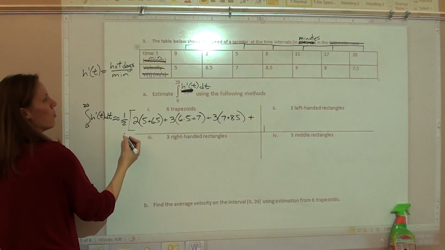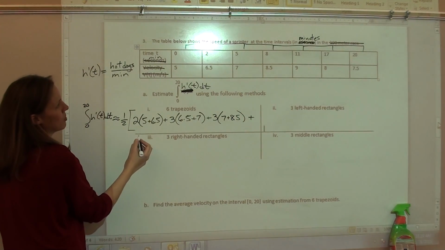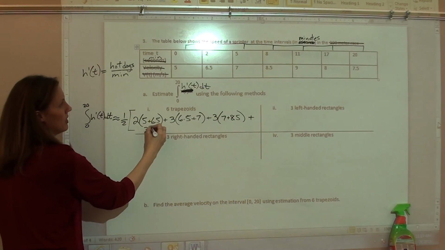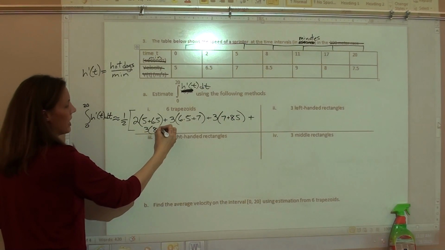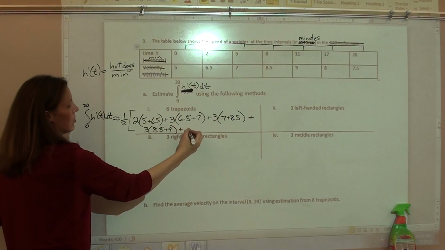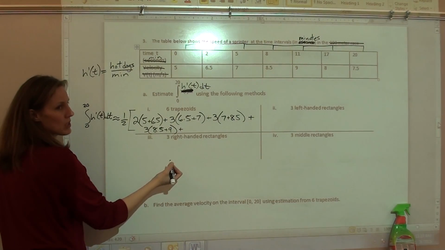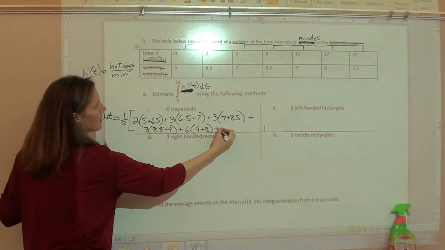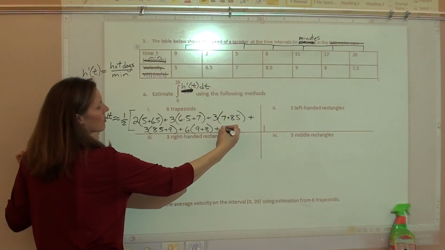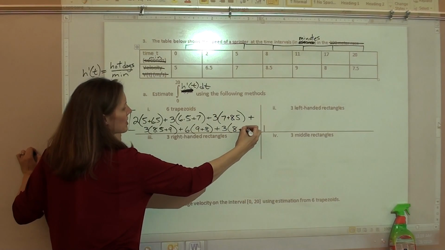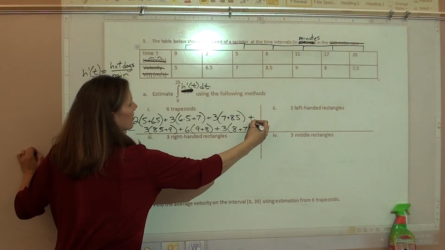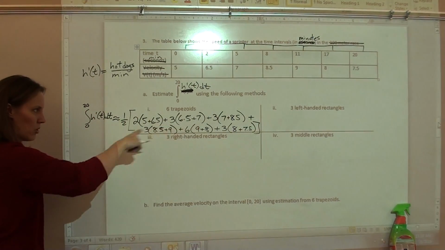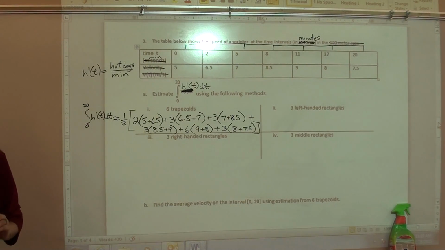All right. What about the trapezoid from 8 to 11? 3 times 8.5 plus 9. What about the trapezoid from 11 to 17? What's the width? 6. 6 times 9 plus 8. And then the last one, 3 times 8 plus 7.5. And then you would have to put this whole shebang into your calculator and figure out the answer. Something tells me that it's going to be in the hundreds.